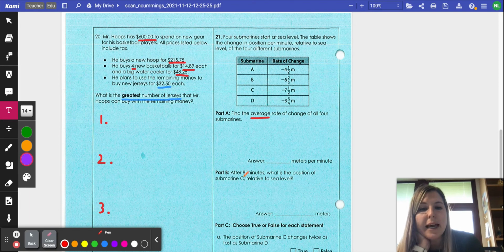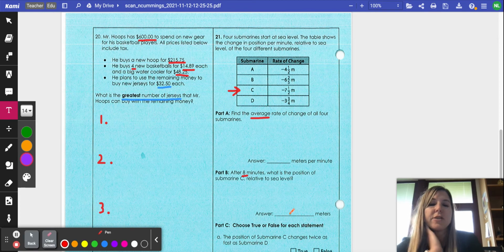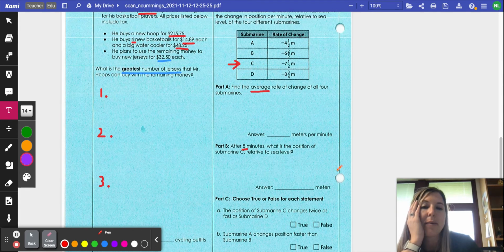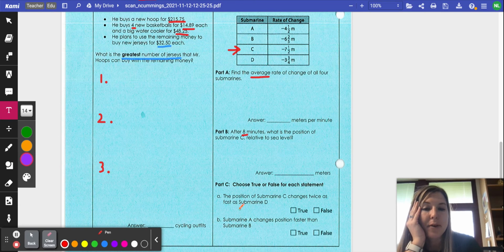For part B, after 8 minutes, what is the position of submarine C relative to sea level? So C says it goes down negative 7.5 meters per minute. They want to know after 8 minutes what the position would be. And C says choose true or false for each statement. A, the position of submarine C changes twice as fast as submarine D. Is that true or false? And B, submarine A changes position faster than submarine B. Is that true or false?